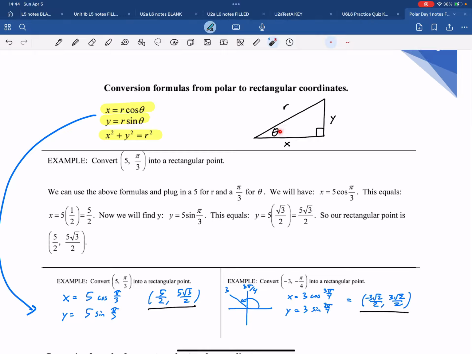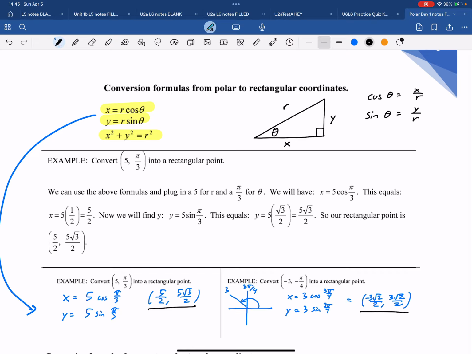And then if we take the cosine of theta, well, cosine is equal to adjacent over hypotenuse. So cosine of theta is going to be x over r. Another way of rewriting that is that x is equal to r cosine theta. And then the same thing for y. So the cosine of theta is going to equal x over r. The sine of theta is going to equal y over r.